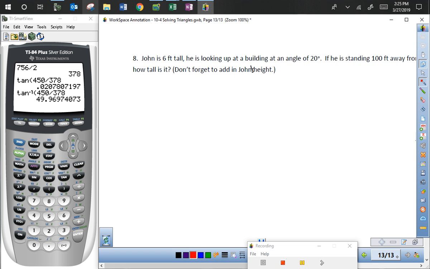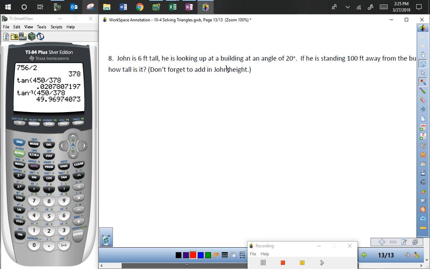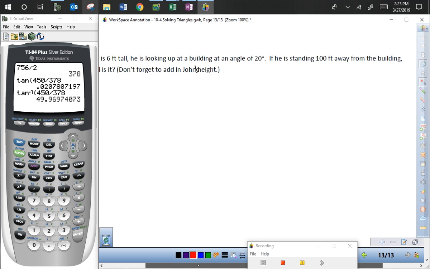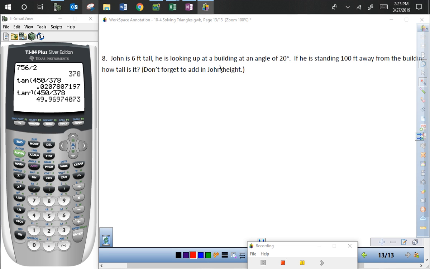Last problem here. It says John is 6 foot tall. He's looking up at a building at an angle of 20 degrees. If he is standing 100 feet away from the building, how tall is it? So first thing we're going to do is draw John here. And he's standing on the ground, not floating. And then we've got another item here, the building, that we have to put in.